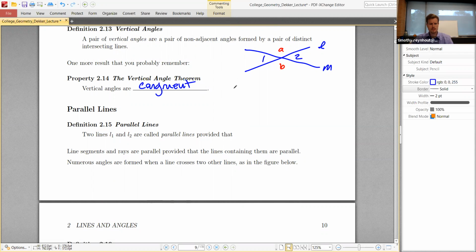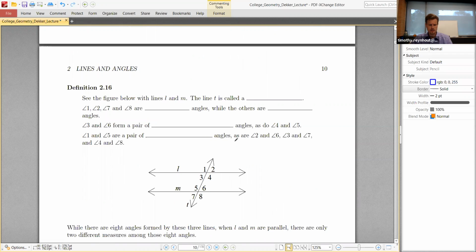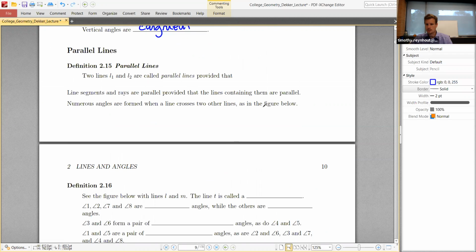Okay, so that finishes up our conversation on angles, and we can continue with a conversation about lines. So we're going to go ahead and pause for a moment and actually make this section into 3 videos.